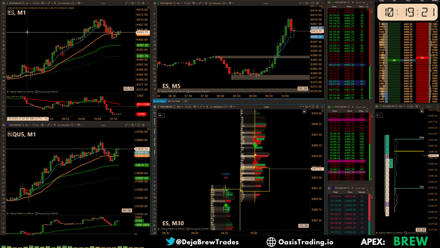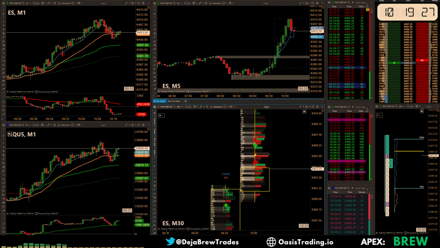Yeah, it's the first back test of the 5-minute pivot. Is there a 15-minute pivot up here? It's putting in a new 15-minute pivot.